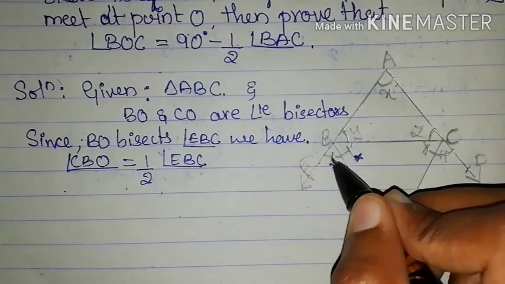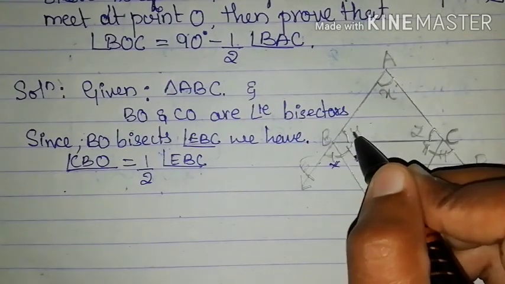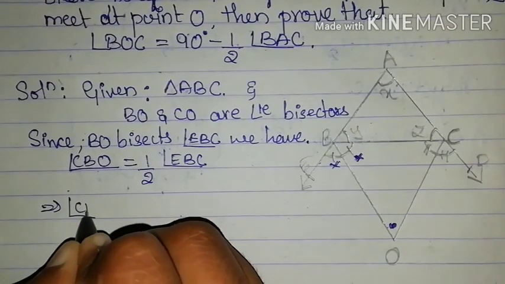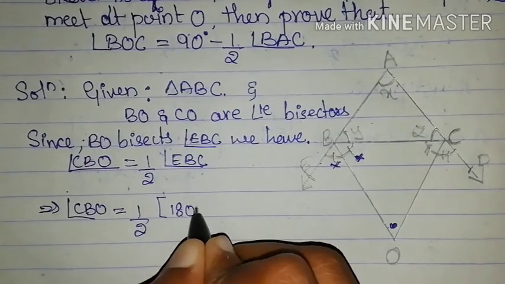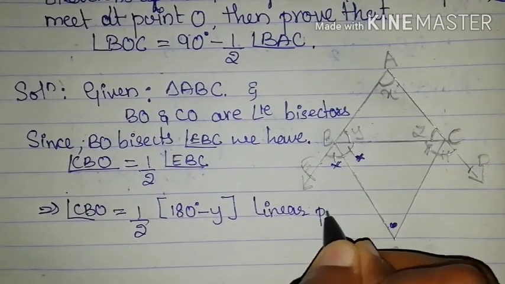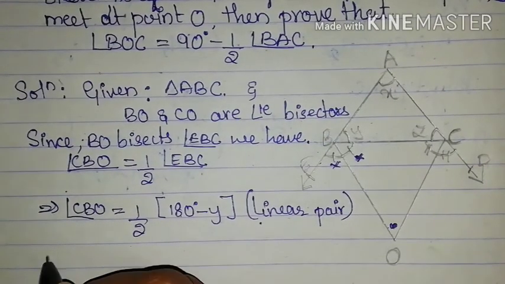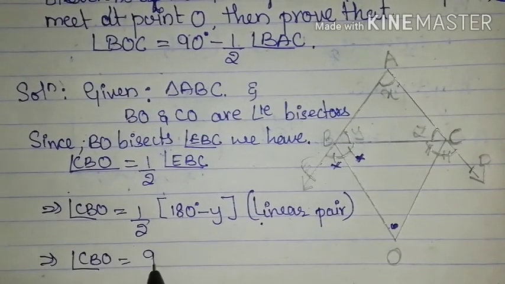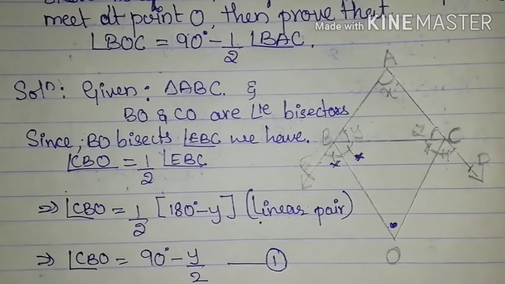But angle EBC forms a linear pair with angle Y. So this implies angle CBO is equal to half of 180 degrees minus Y, because they are a linear pair. Let us write down that reason. So on simplifying, we get angle CBO is equal to half of 180 degrees, which is 90, minus Y by 2. Name this as result 1.